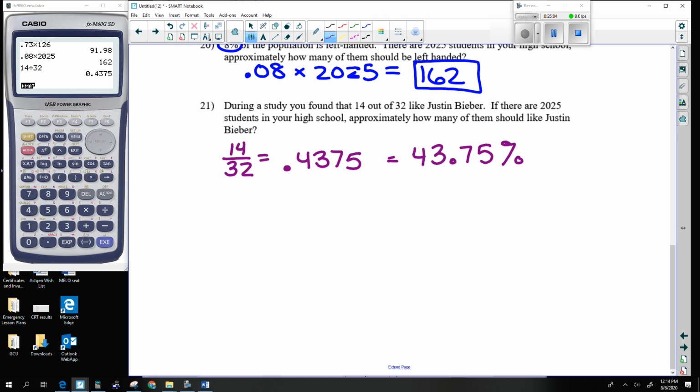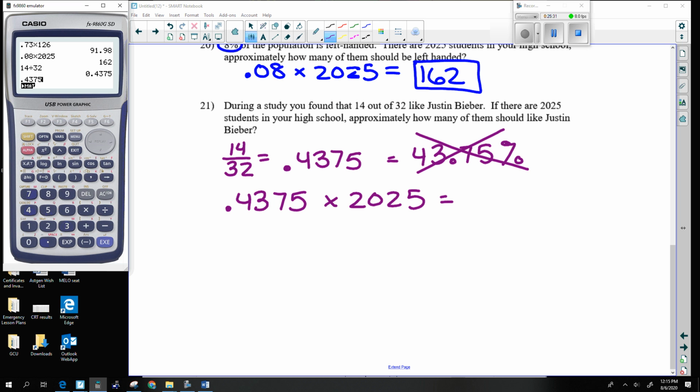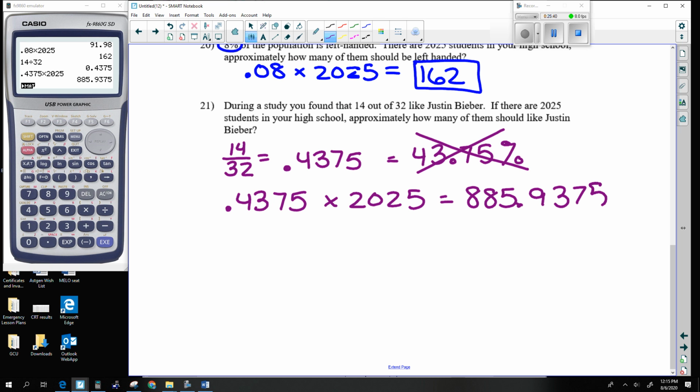43.75%. But that's not the question. I'm not really using this number at all, okay? Because now that I have the percentage, now I need to use the percentage. So if that percentage likes Justin Bieber, now I have a percentage and I need to use it. I need to know what is that 43.75% of 2,025 students. So 43.75% of 2,025 implies that 885.9375 like Justin Bieber. God, that's scary. Anyways.